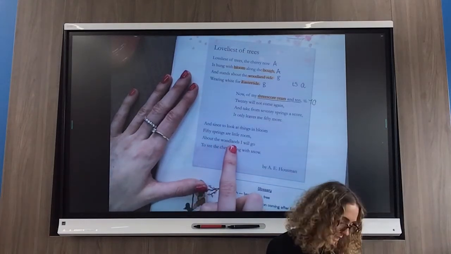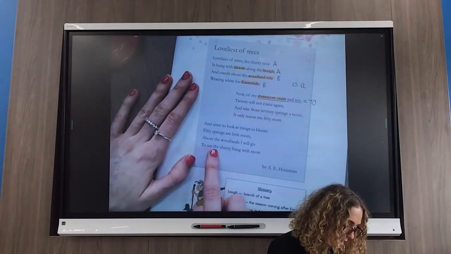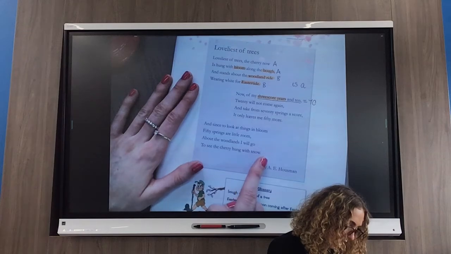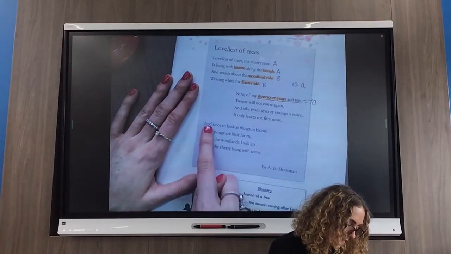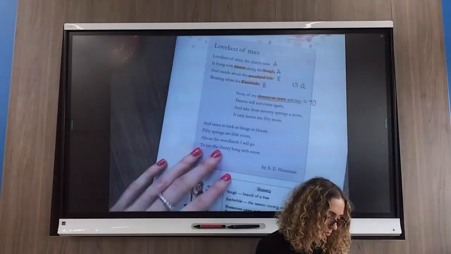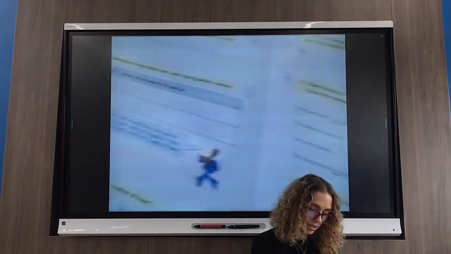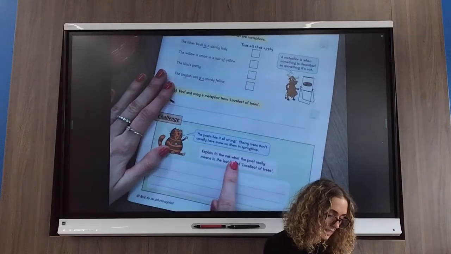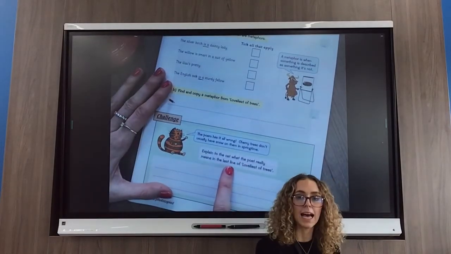About the woodlands I will go to see the cherry hung with snow. Oh, and since to look at things in bloom, 50 springs are little room. Ooh. I wonder if you can explain to the cat what the poet really means in the last line.